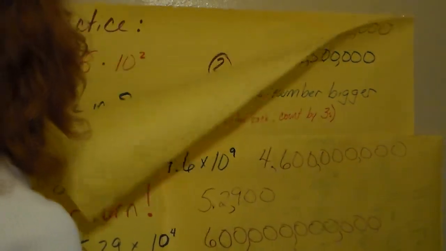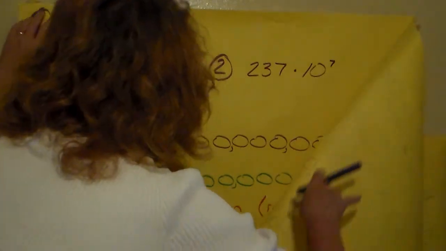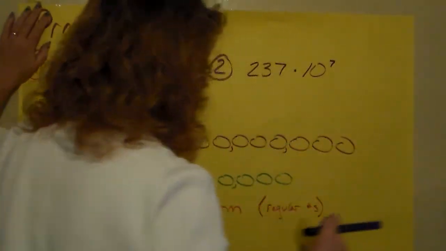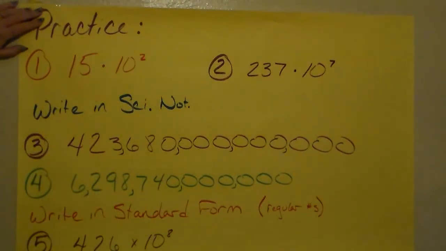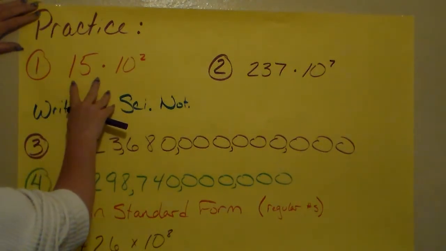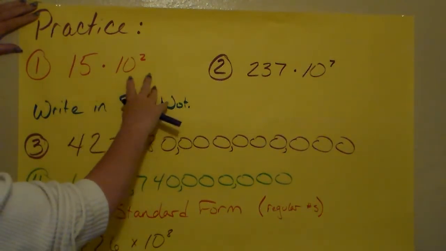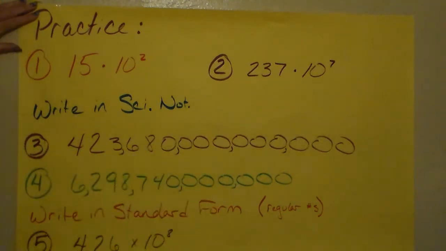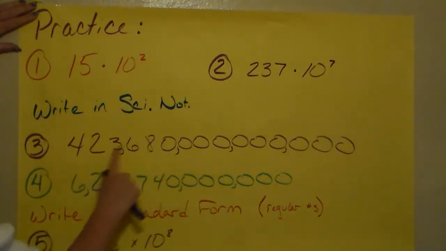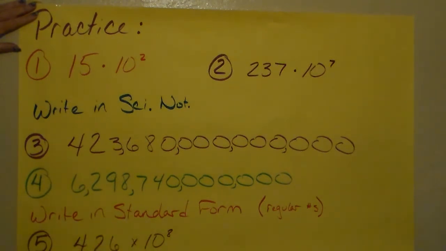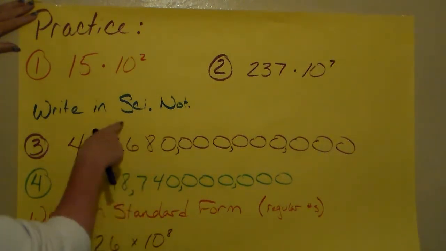How's this feeling? You doing okay with all this? Here is your practice page. Your job, first we're going to do without the decimals, 15 times 10 squared and 237 times 10 to the 7th. Then you're going to take these two huge numbers and put them in scientific notation so they look like this form. And then you're going to take these two scientific notation numbers and write them in standard form so they look like this.